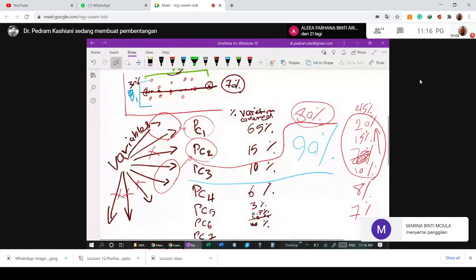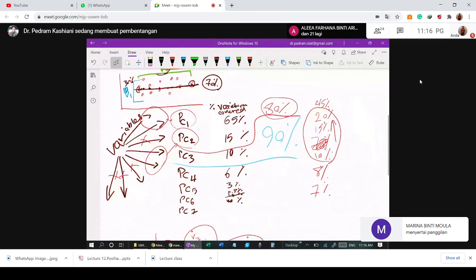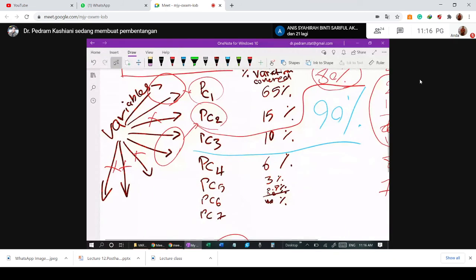So what can I do? I can go back to my data and look for variables that are highly correlated. Correlation means that they are very dependent on each other. If these 2 variables are very dependent on each other, I need to remove one of them. Because when they are very similar, why should I have 2? I just have 1. This is one of the ways we can do it.